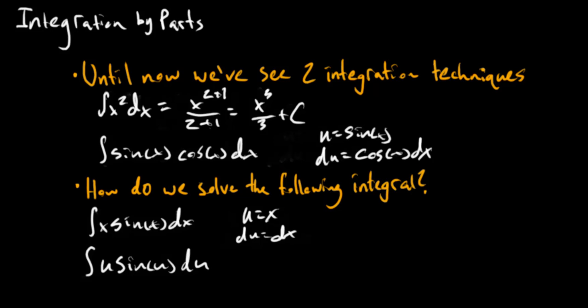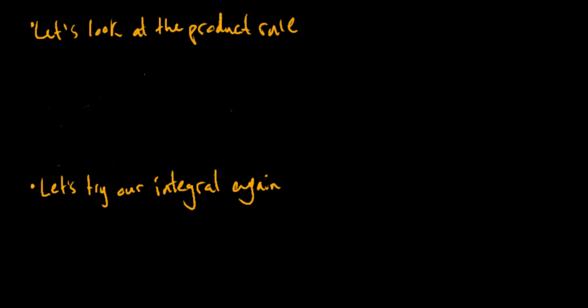And that has not helped us at all. We have simply changed the letter of our variable. We haven't moved forward at all. So we need to use this new integration by parts formula. So let's start to derive this formula.